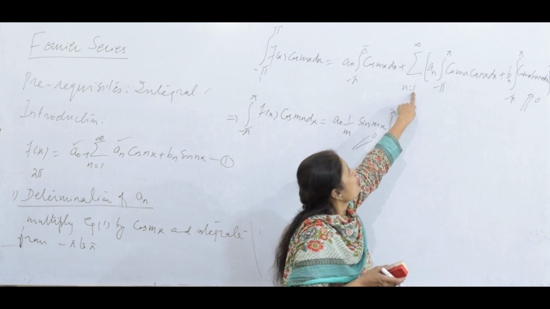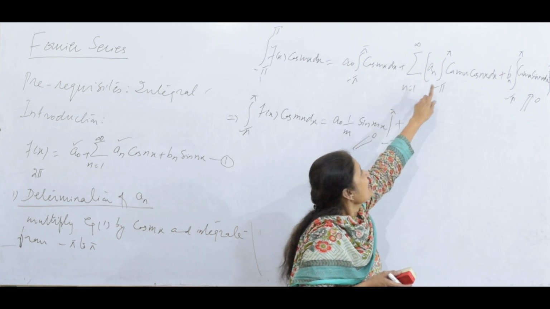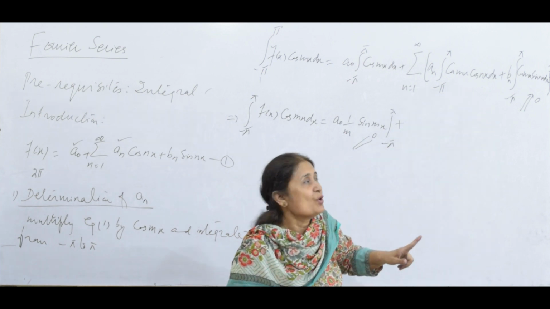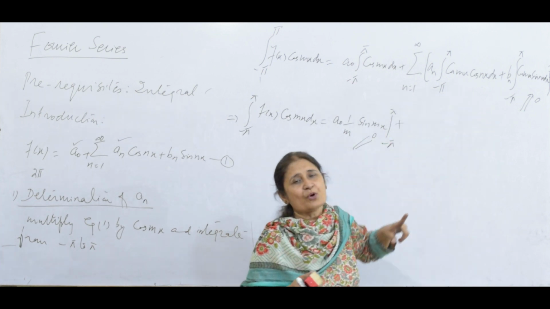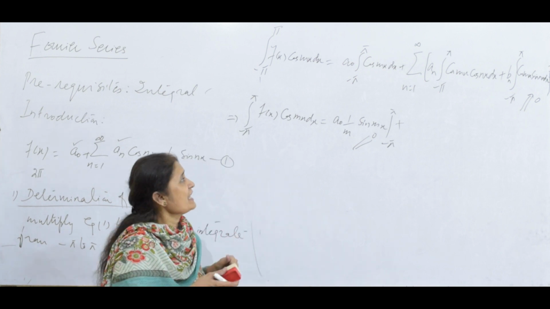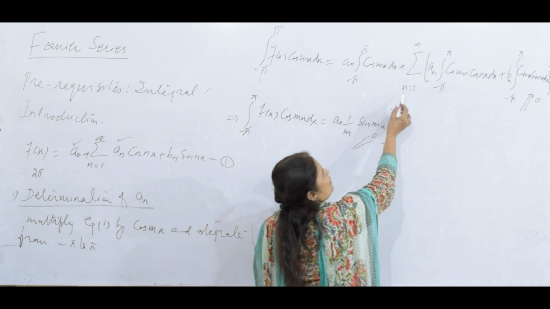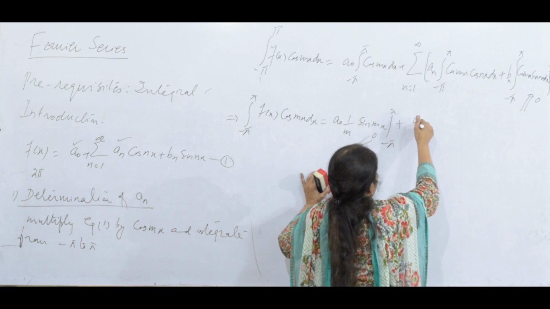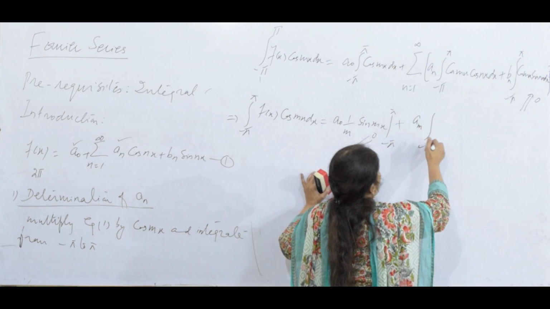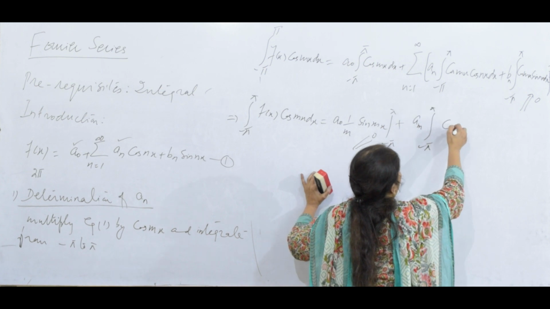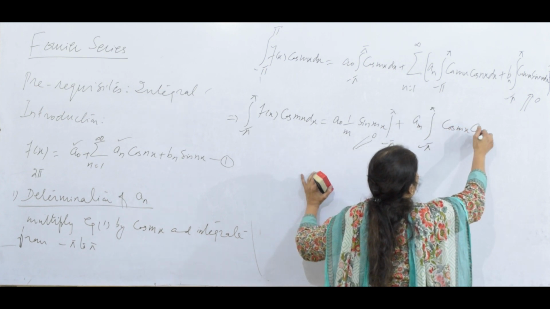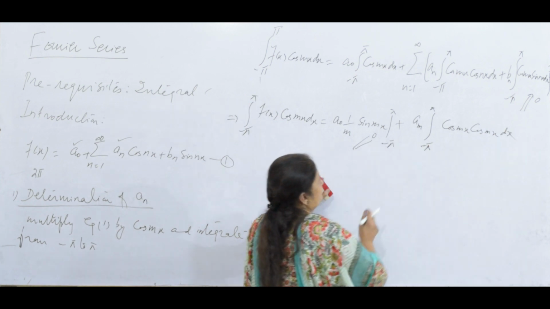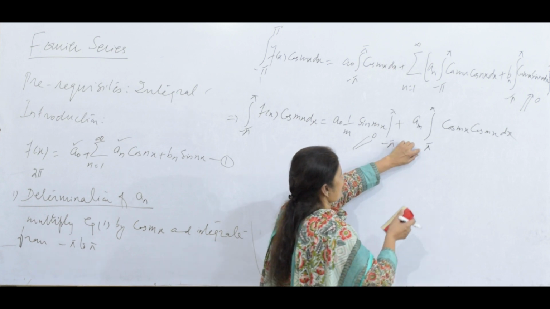Sigma n equal to 1 to infinity. When n is 1, 1 and m are not equal, so that is 0. When n is 2, 3, 4, as soon as n is going to be m, we are getting the answer. This is a_m times the integral from minus pi to pi of cos mx cos mx dx.